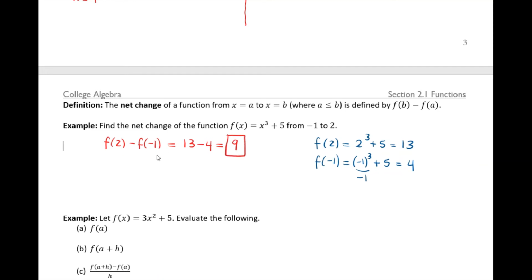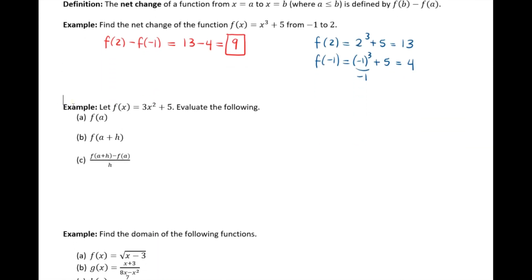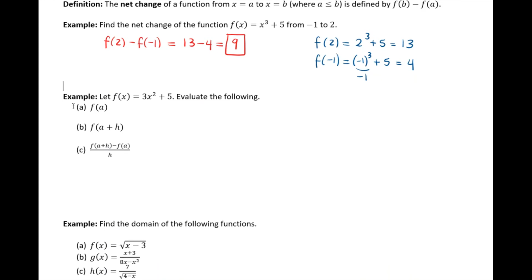That's the difference. That's the net change. Now, next problem, what if you just plug in some letters into your function? Now, the first one, whenever you see A, guys, you just put A instead of X. That's it. It's that simple. For this one, you have 3 times A squared plus 5.